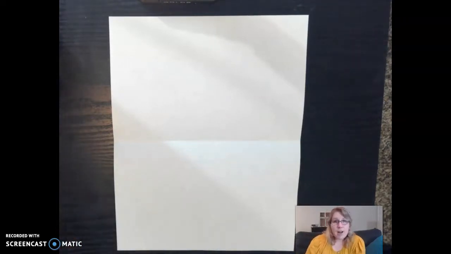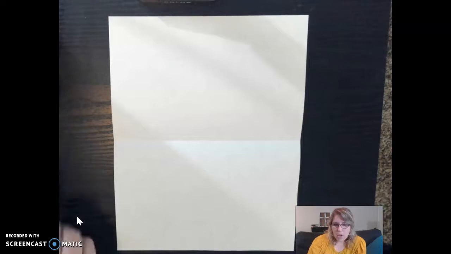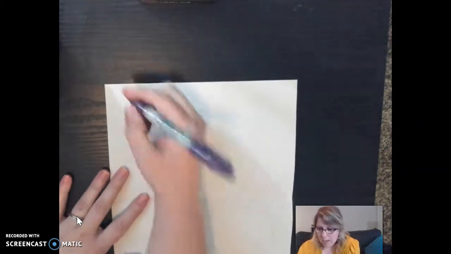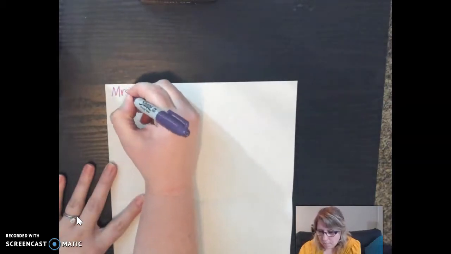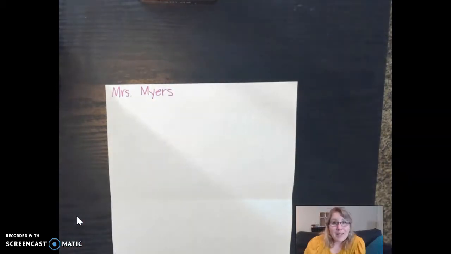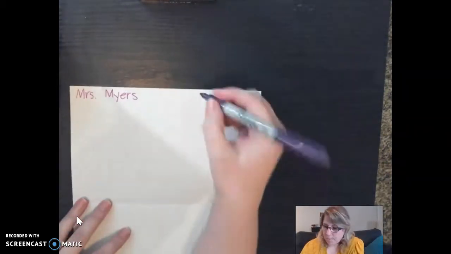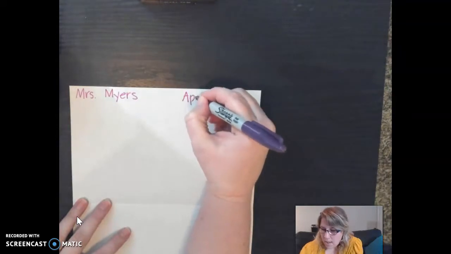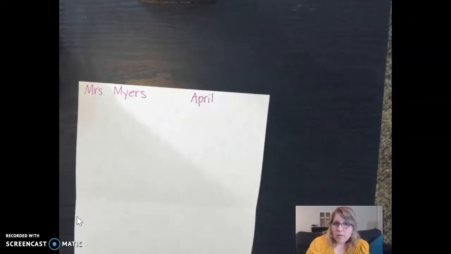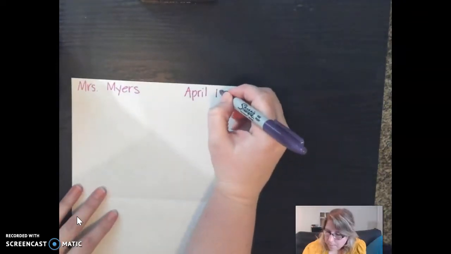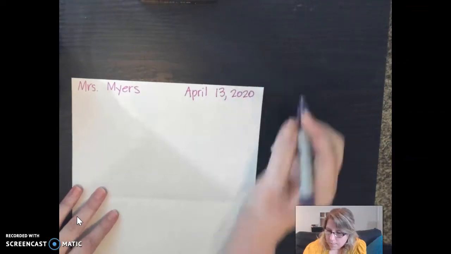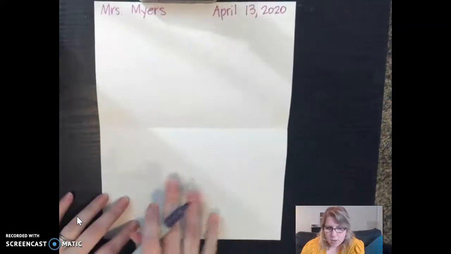Now we've learned how to count out our words before we write them, so that's what I'm going to do first. So I'm going to open my marker. I'm going to put my name at the top, Mrs. Myers. And we're going to go ahead and write the date also because we're almost first graders. So we're going to put April. Now today for me is April 13th, but you're going to write whatever date it is when you write your paper. And then we're going to put 2020.